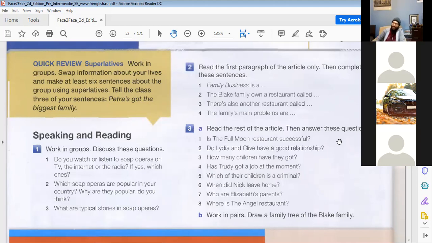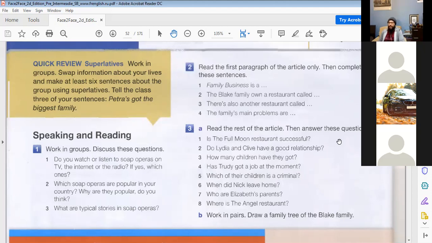Or maybe marry both of them, so you can have two wives. Okay, so how many children have they got? We have 3 children. That's right, yes. And has Trudy got a job at the moment? No, she hasn't got a job. That's correct. And which of their children is a criminal? Darren. Right. So Darren is a criminal.